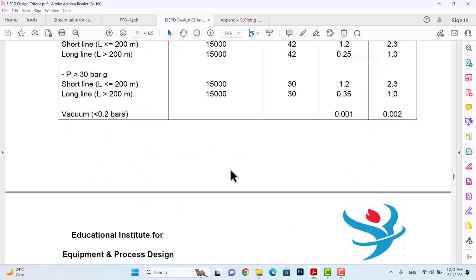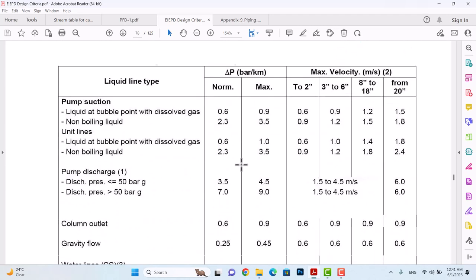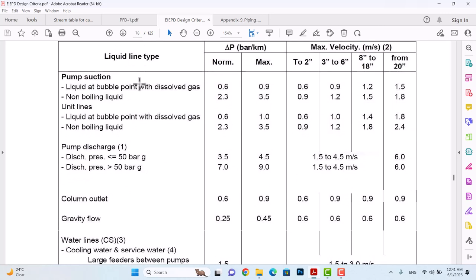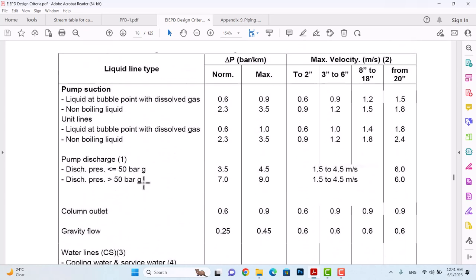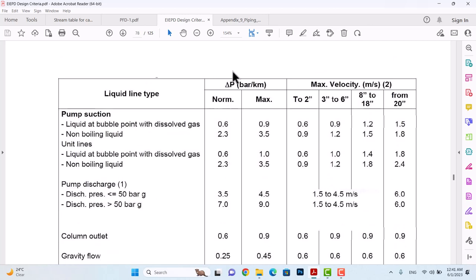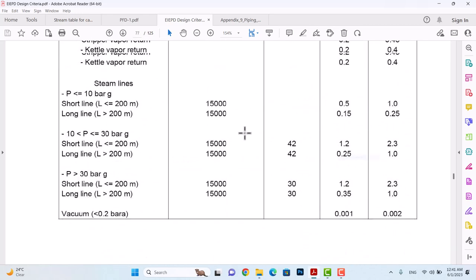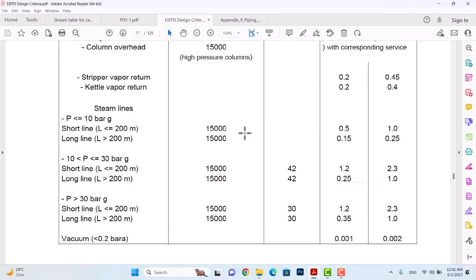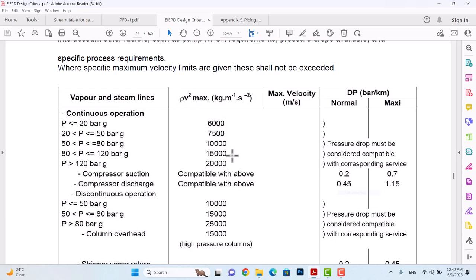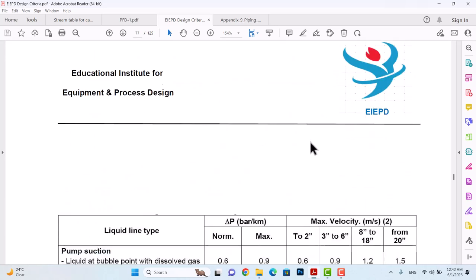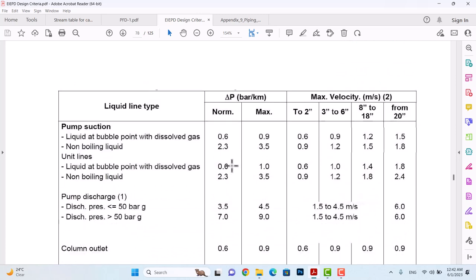But how about liquids? In liquids, the same happens to this table. We have different applications, as you see here, with different operating pressures. But here, we just have pressure drop and maximum velocity, because it is in liquid form, and here we are dealing with gaseous fluid. And for gaseous fluid, we use velocity head. But for liquids, we use velocity.